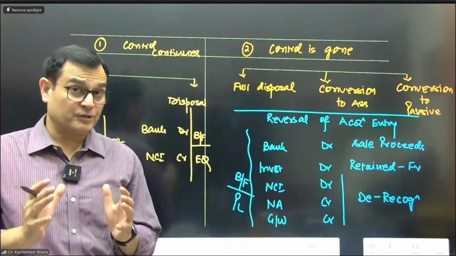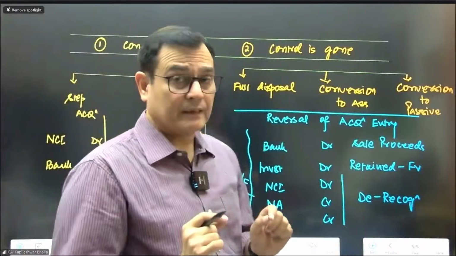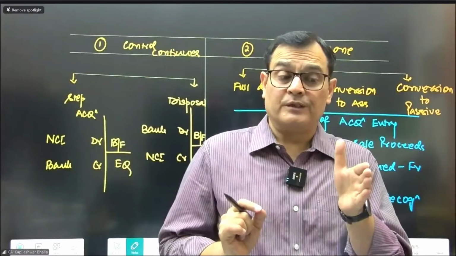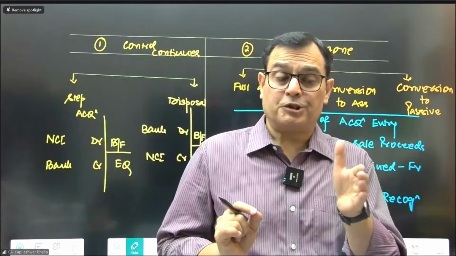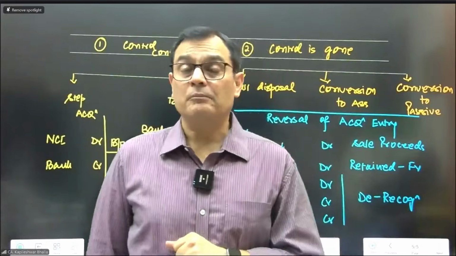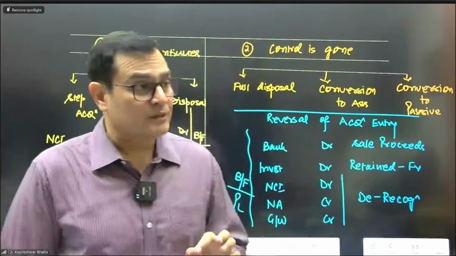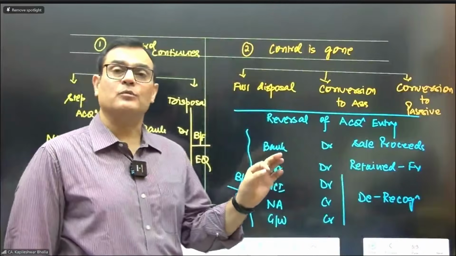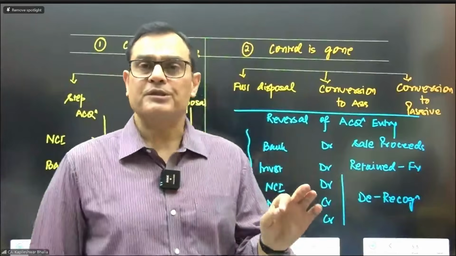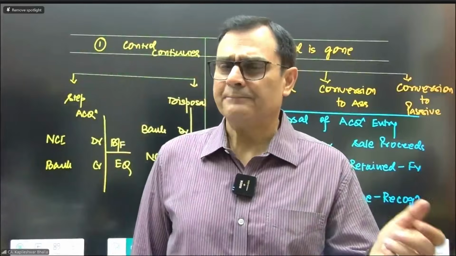So I think that gives us a good consolidated mind map. Your focus needs to be very clear: which situation do you fall into? Is it a case of control continuing, with changes in NCI? Or is it a case of control being completely gone, or converted into some other status? Then it's a reversal entry in terms of Index 103. The acquisition entry is practically being reversed at this stage. I think that's simple and straightforward.